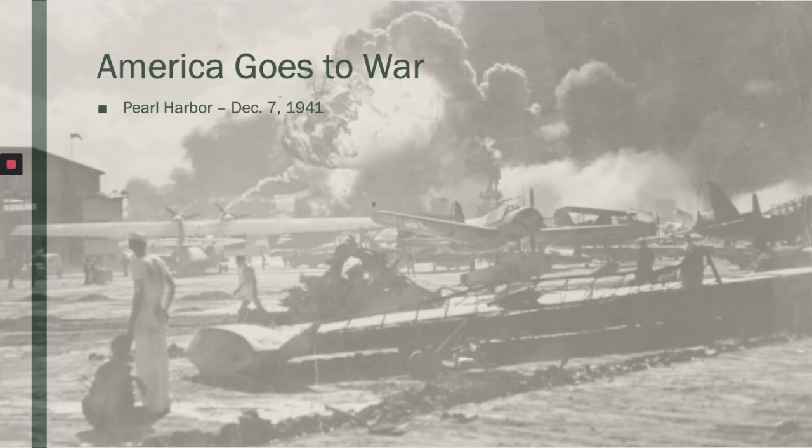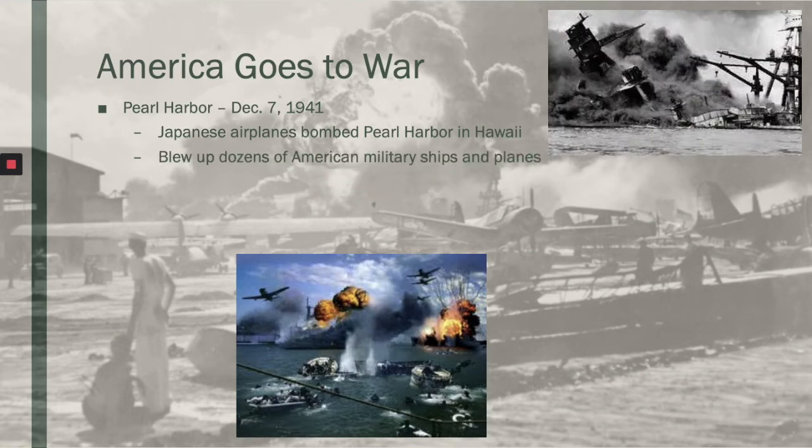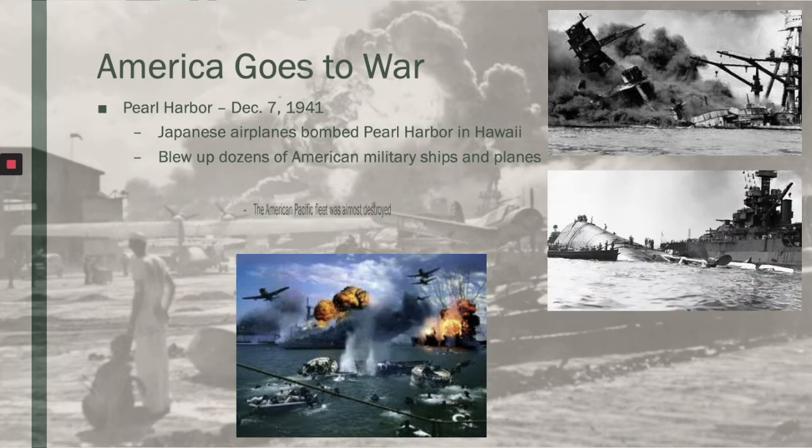We could not ignore the attack on Pearl Harbor. Japanese airplanes, they were close enough to where they could take off from their ships and fly over Pearl Harbor and just start bombing Pearl Harbor in Hawaii. Dozens of American military ships and planes were destroyed, and that was their goal, to destroy our ships and our planes, so that if we joined the war, we couldn't use them against Japan.